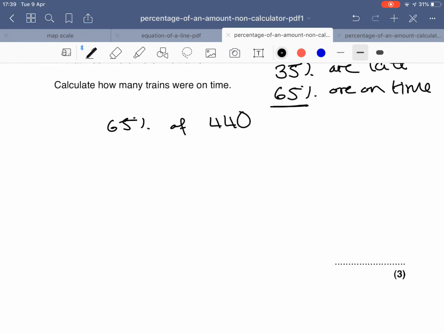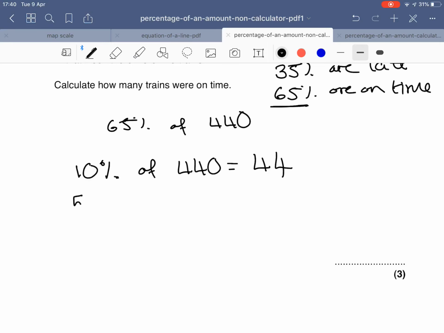So we can do 65% in a number of different ways. We can split that, first of all, 10%. So we know 10% of the 440 is 44. You could times that by 6 now, which might take me a bit of a while. So I'm not going to times by 6. Can't be bothered to do that.